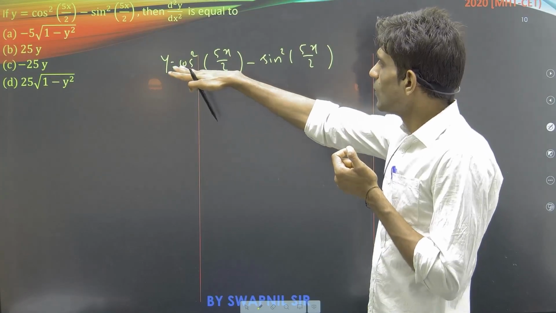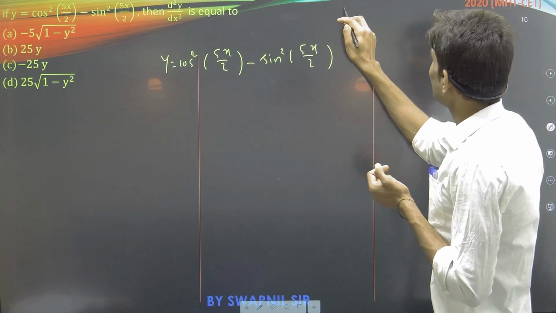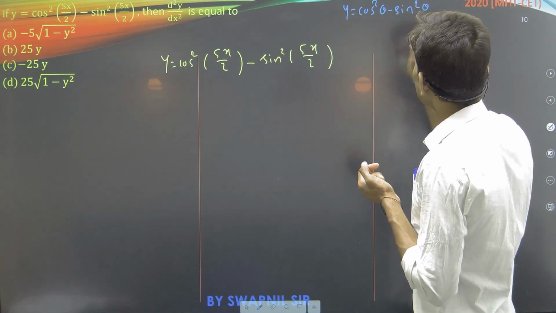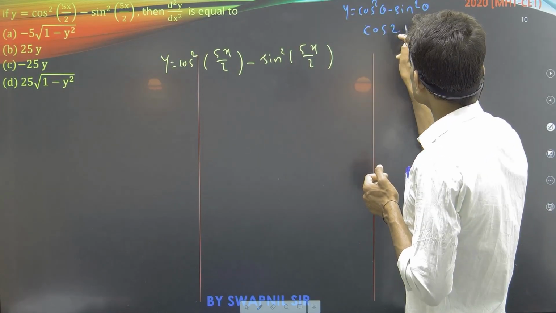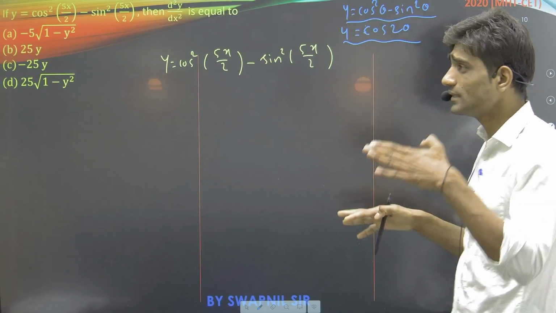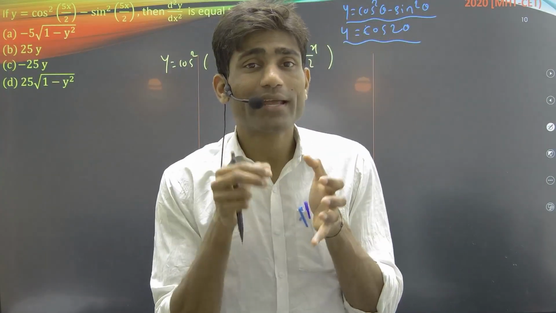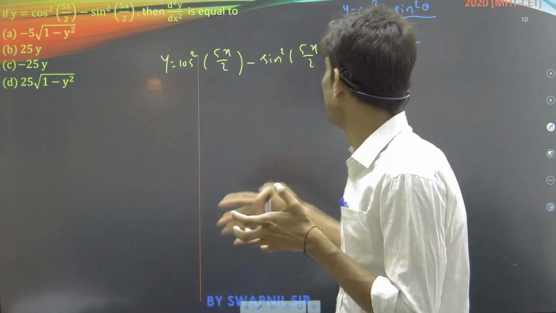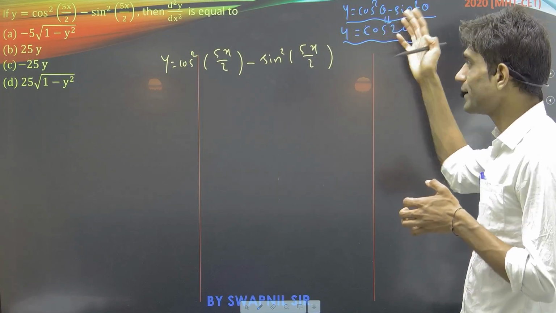So we have y equal to cos square theta minus sin square theta. As we know, cos square theta minus sin square theta can be written as cos of 2 theta, which is a very important result in mathematics. There are some other forms for cos 2 theta, like 2 cos square theta minus 1, or 1 minus 2 sin square theta. So this is the expansion for cos 2 theta.